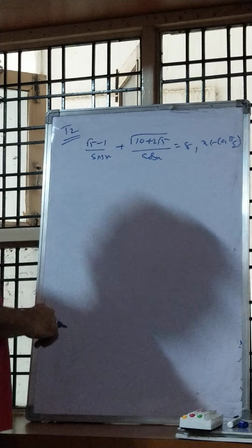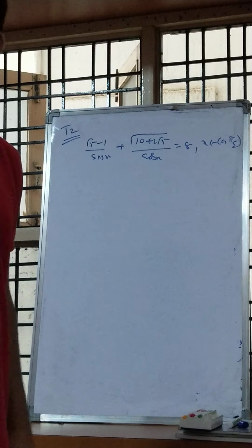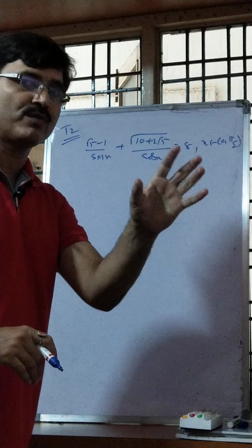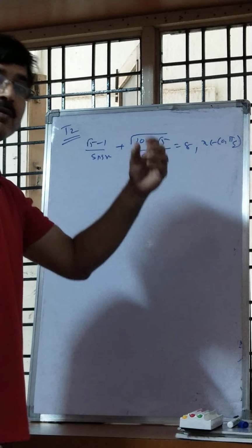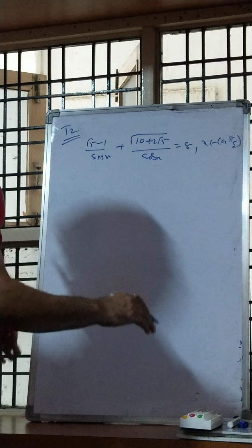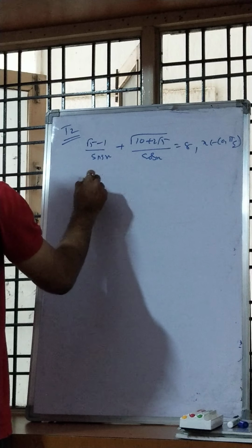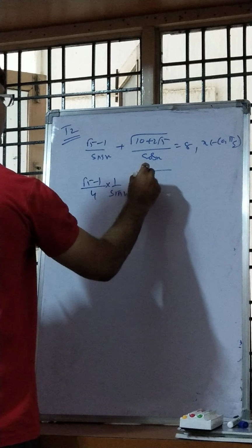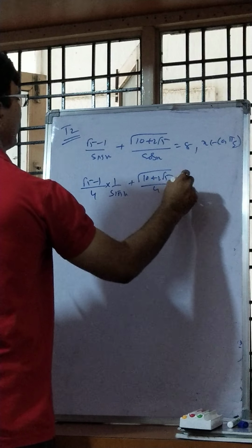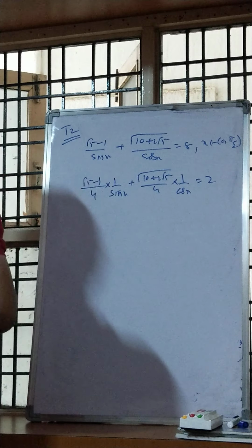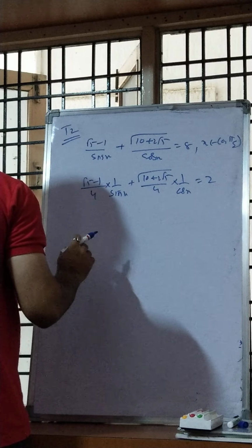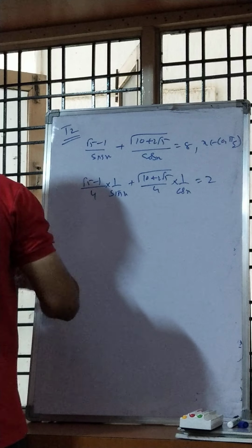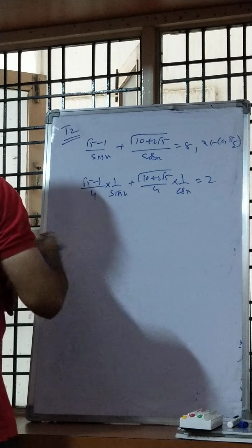Sir, you see, please remember here we know very well the values root 5 minus 1 by 4, and root of (10 plus 2 root 5) by 4. That's why what I am doing here: root 5 minus 1 by 4 into 1 by sin x, I divide this equation by 4. So plus 1 by cos x is equal to 2 we are getting. Sir, I can say this, you can write by taking LCM.